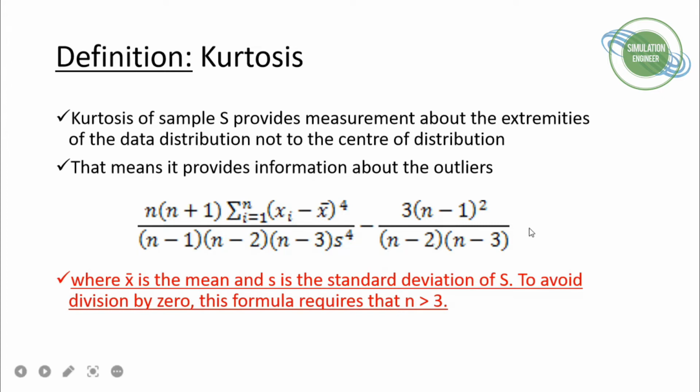So this is the formula which is used to calculate kurtosis. Once again, as seen in the skewness definition, x bar is the mean value, and s is the standard deviation of your sample data. Again here, in order to avoid division by 0, this equation requires that your number of samples has to be greater than 3. That means it should start from n equals 4, so that you get 4 minus 3, which is 1. If it's 3 minus 3, it's 0, you will get an infinite number. It's an error.